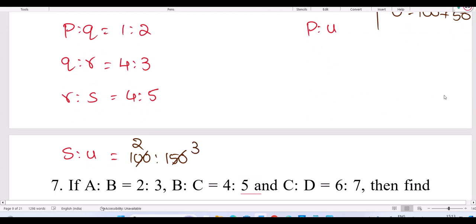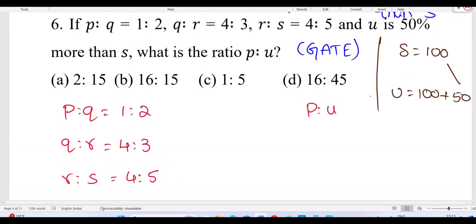Why did you take S as 100? Sir, you can take S as 60 also, no problem. Then U should be 60 plus 50% of this, 30. 60 and 90 means 2 is to 3 ratio only. Whatever you take, that's not a problem. It's the same thing, 50% of that.